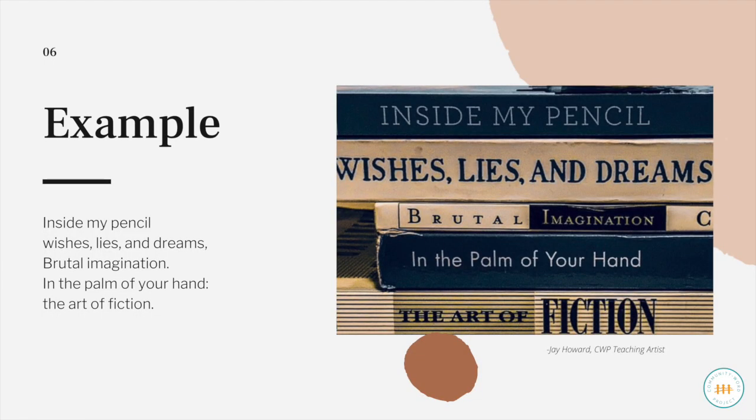The first example that I would like to show you of what a spine poem looks like is what you see there. There is my example of a spine poem. For me, as I was creating my spine poem, I used the theme of what is writing to me, or what was writing to me when I was younger. So for me, what is writing? Inside my pencil, wishes, lies, and dreams, brutal imaginations, and the palm of your hand, the art of fiction. That is my spine poem.